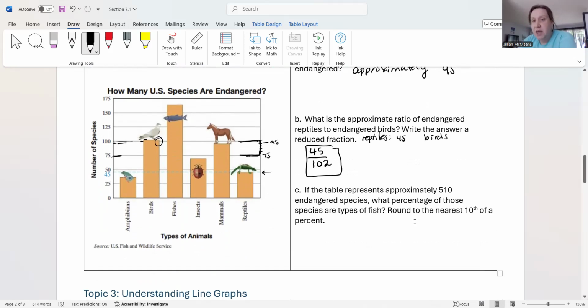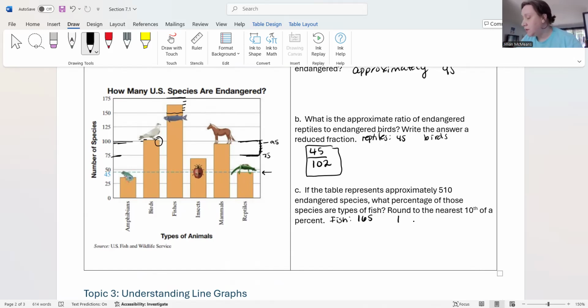Okay, finally, part C here. It says, if the table represents approximately 510 endangered species, what percentage of those species are types of fish? Round to the nearest tenth of a percent. So let's look at fish, okay? So endangered fish, we are way up here. So this is 150, this is 175. So let's say that's 155, 160, 165, 170, 175. I'm going to say about 165, okay? So we're going to say there's approximately 165 endangered fish species, okay?